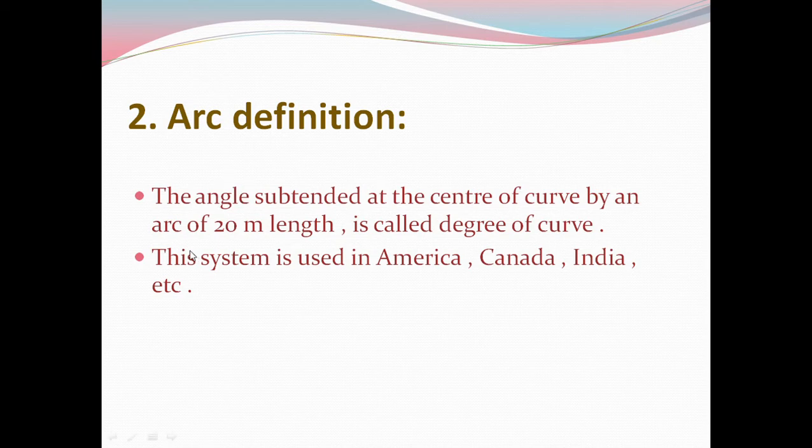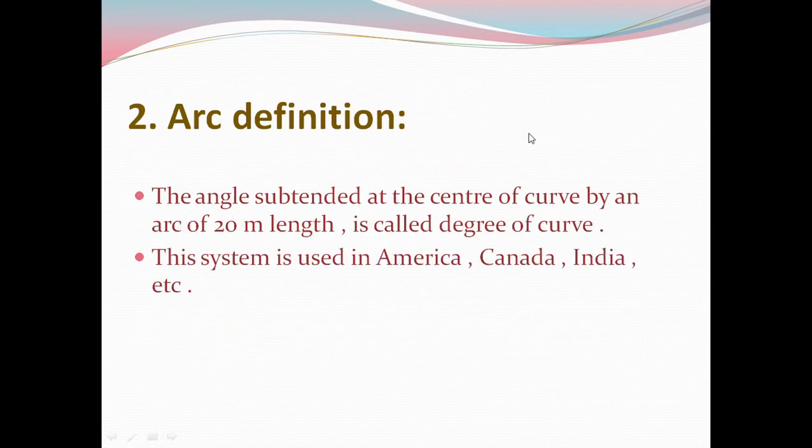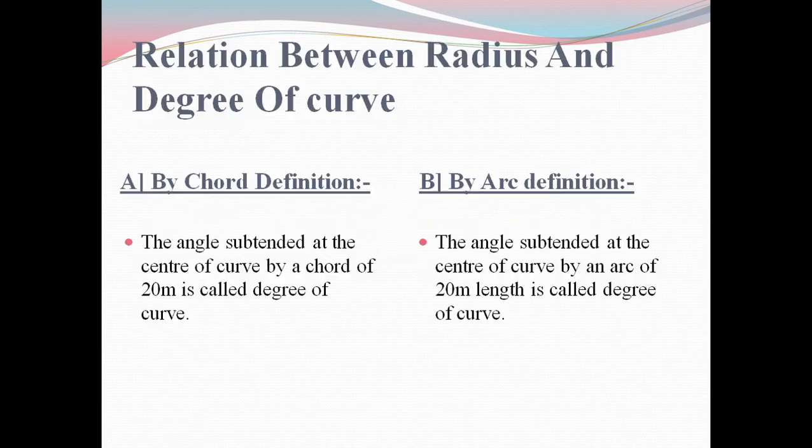With the arc definition, the angle subtended at the center of the curve by an arc of 20 meter is called degree of curve. Very simple. If it is the angle subtended at the center by a chord, it is called degree of curvature in the chord definition. If the angle is subtended at the center of the curve by an arc of 20 meter length, then it is called degree of the curve. This system is mainly used in America, Canada and also in our India.